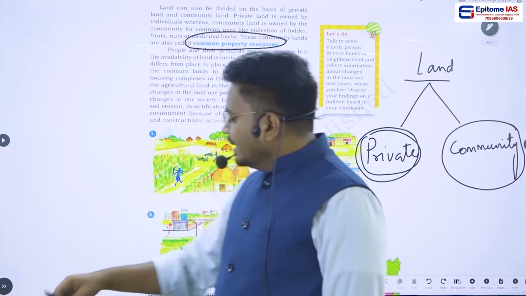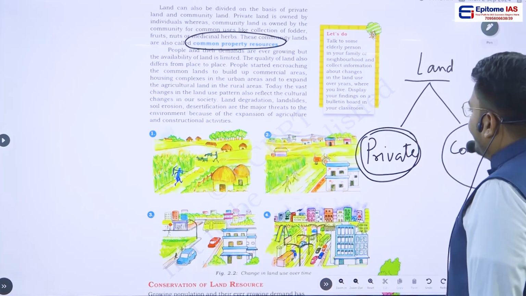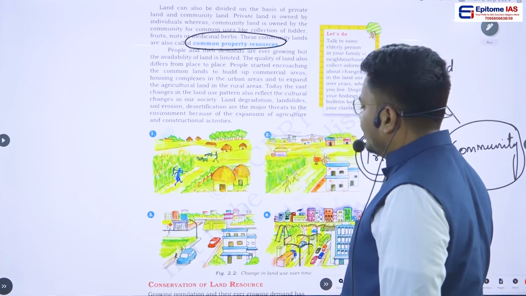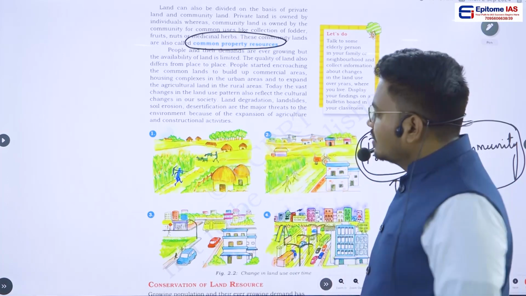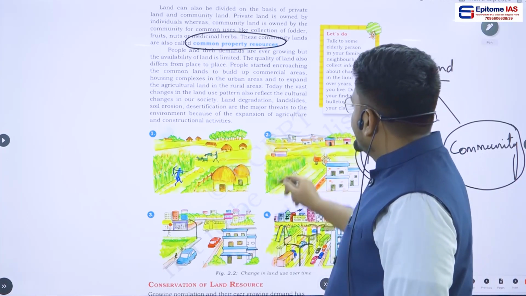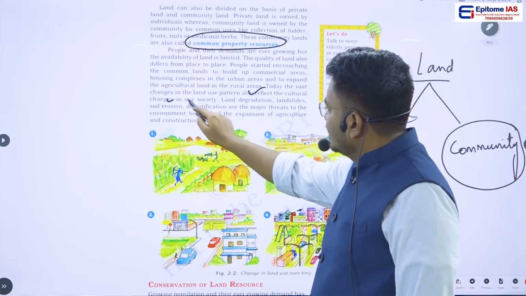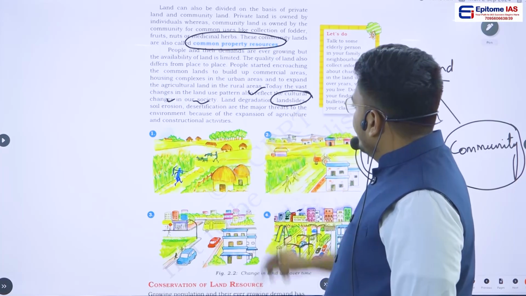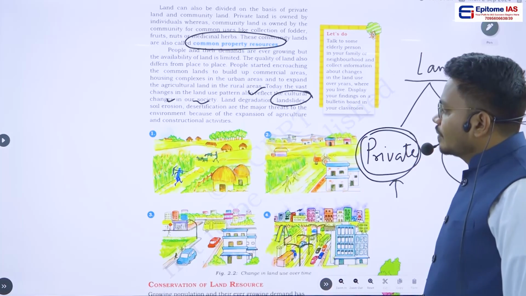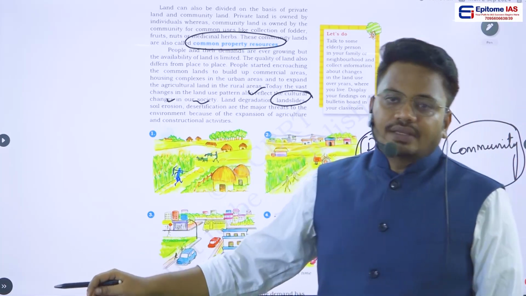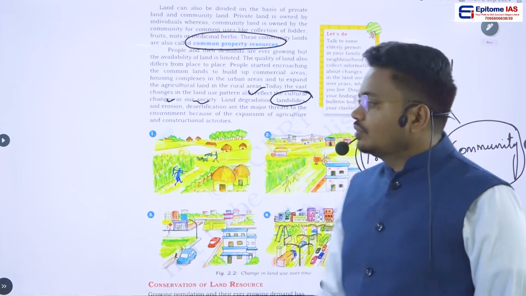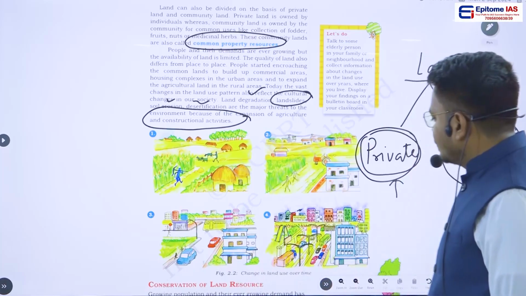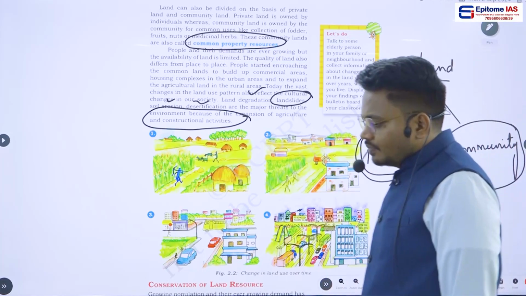Okay, so the negative impacts of the excessive encroachment of private lands and excessive unsustainable practices are land degradation, soil erosion, desertification, and landslides, which are the major threats to the environment. Why? The reason is excessive agriculture and constructional activities. So far it is okay.